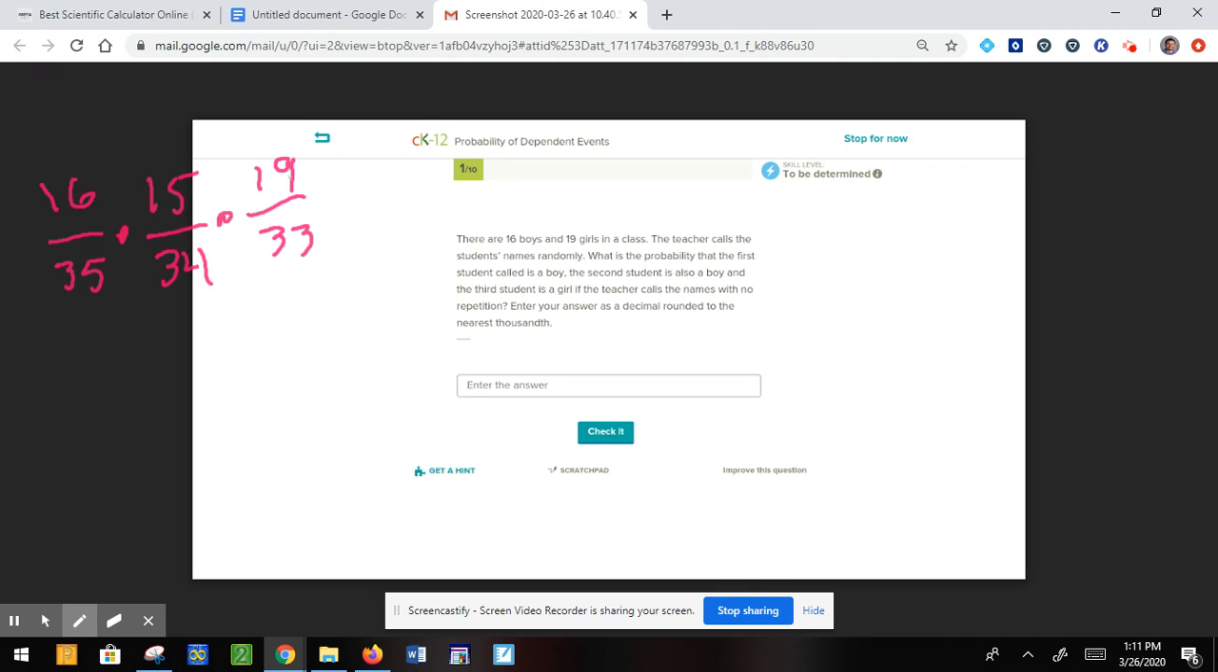Okay. What is the probability that those three things happen in a row? We're going to multiply them together. All right. And then that's going to be the answer to this question. There's no subtracting or anything else after that. It's just multiply those three separate probabilities together.